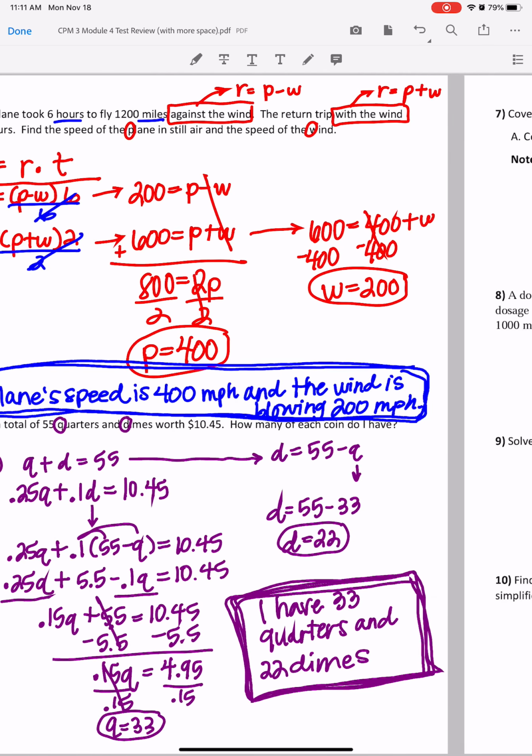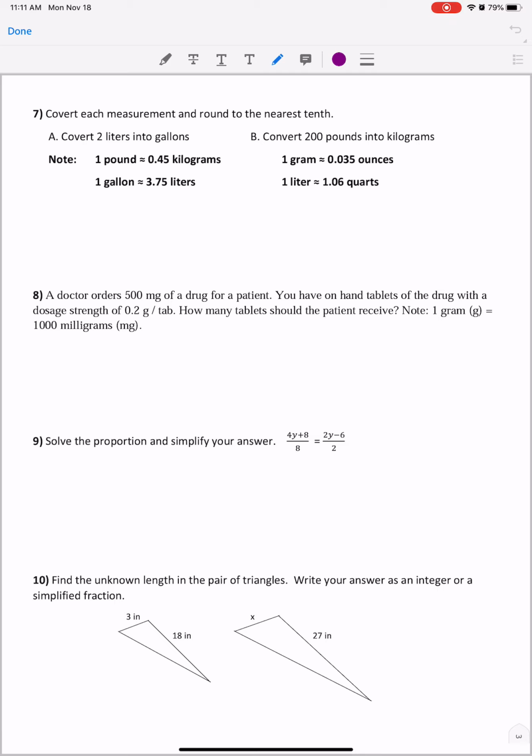All right, now we got some dimensional analysis. It says convert each measurement and round to the nearest tenth. A tenth means 1 decimal. So we're converting 2 liters to gallons. So start with what they give you. 2 liters.